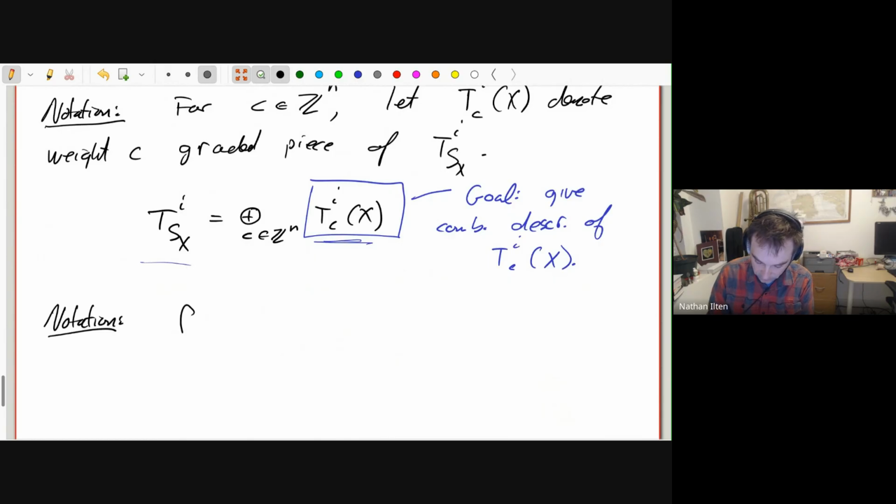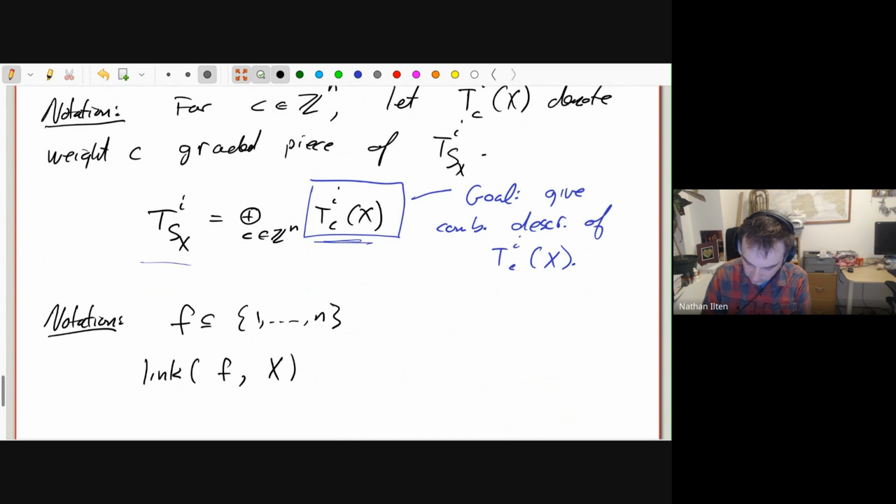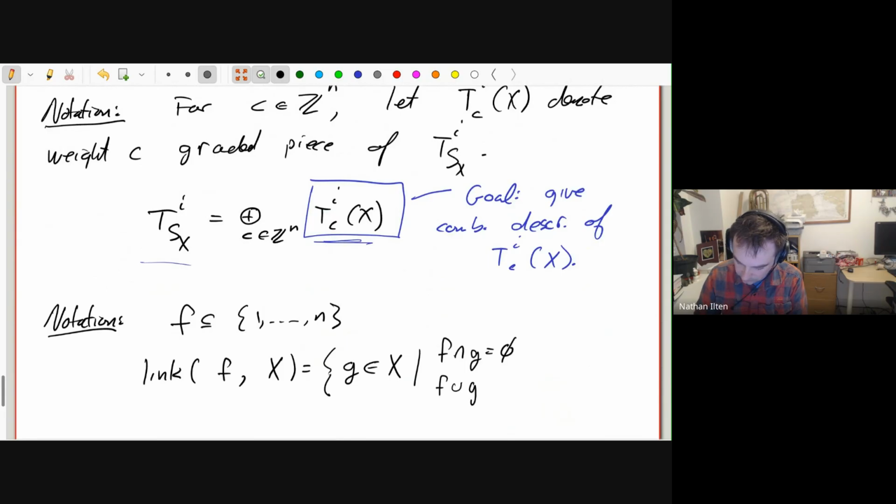So first of all, if F is some subset of 1 up to n, then there's a subcomplex of my complex X called the link of F in X. So what is this? This consists of all faces G in X, such that the intersection of F and G is empty, but the union of F and G belongs to the complex X.